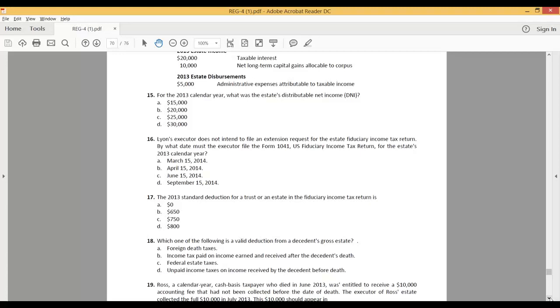Now, which one of the following is a valid deduction for a decedent's gross estate? A, foreign death taxes. B, income tax paid on income earned and received after the death. C, federal estate taxes. D, unpaid income tax on income received by the decedent before death. What would go in here? Is it A, foreign death taxes? No, because death tax is a credit, right? Remember, it's a foreign tax credit that we get. It's not a deduction. It reduces the tax liability, but it's not a deduction per se.